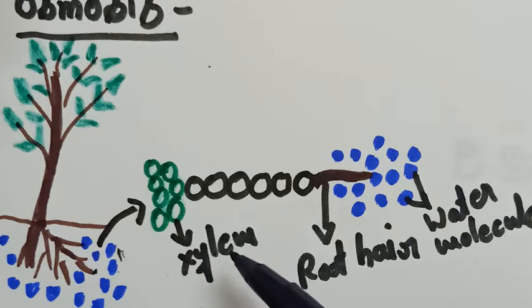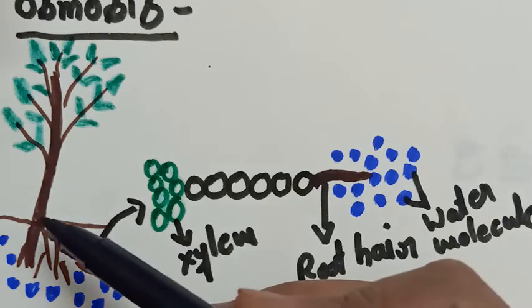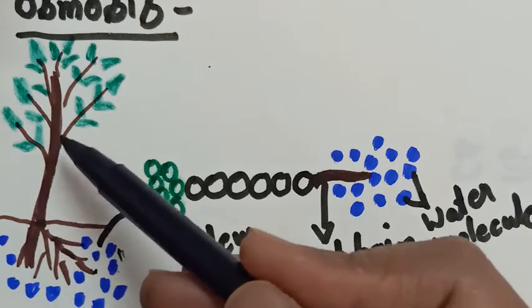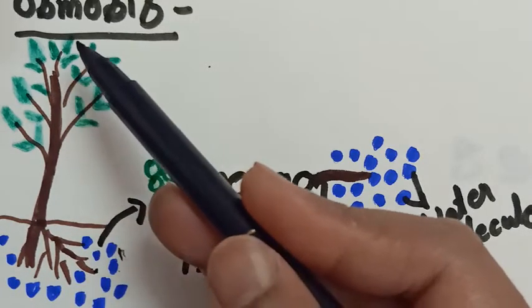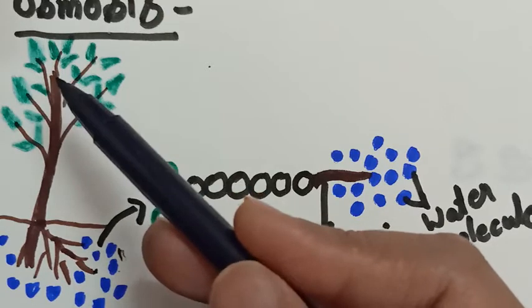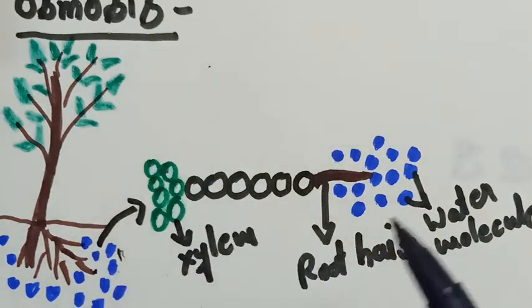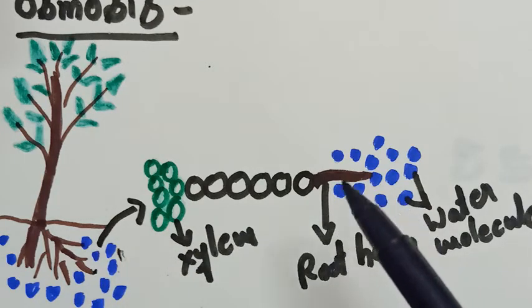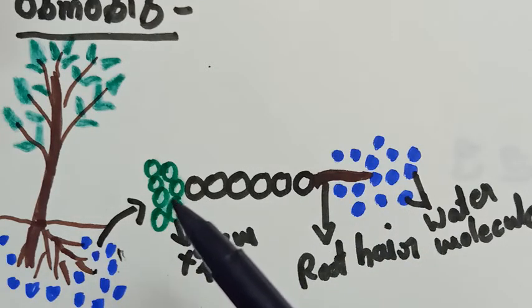Xylem is a pipe-like structure. Okay, xylem is a pipe-like structure which is present in the stem of a plant or a tree, which conducts water from bottom in the upward direction up to the leaves, fruit, branches and other parts of the plant. Okay, so this is the pathway by which water is absorbed and conducted into the plant.